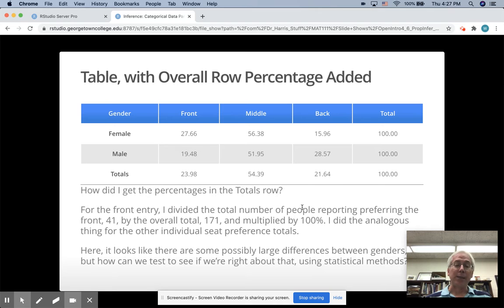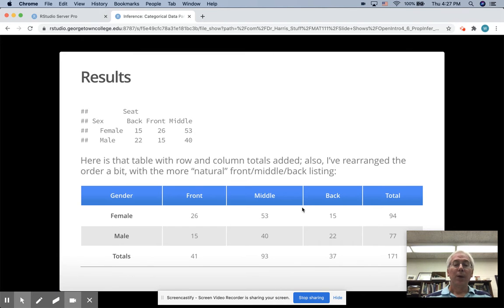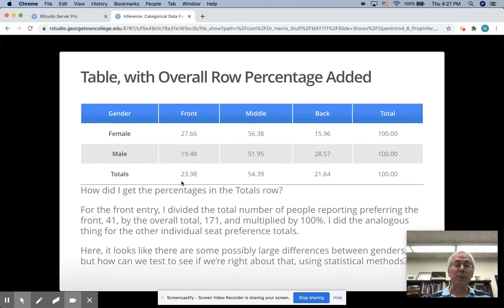And what I've done is I've added in the row percentage for the totals row. And it's natural to ask how I did that. Let me go back a couple of slides. What I did to convert this to percentages was I took the 41 divided by 171. That's going to give me the percentage of total respondents who prefer the front. 93 divided by 171 will give me the percentage for the middle, and 37 divided by 171 will give me the percentage for the back. And that's what I've done to get these three numbers down here.